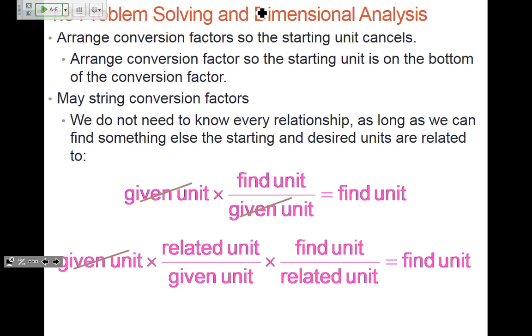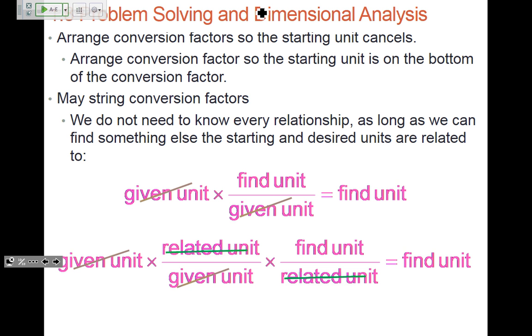So for example, let's say we have a given unit, and then we say given unit equals related unit. And then we have another relationship between this related unit and whatever unit we're trying to find. So we can draw a string. Our given units cancel out. Now our answer would be in related units, but we don't have to know what that number is. We can then put our related units on the bottom, cancel those out, and then what we're left with is our answer in our actual found units.